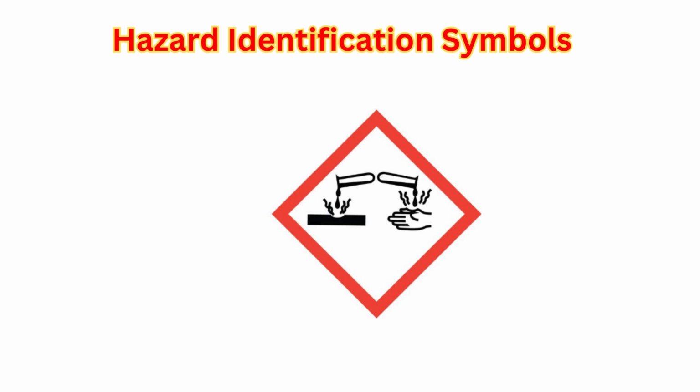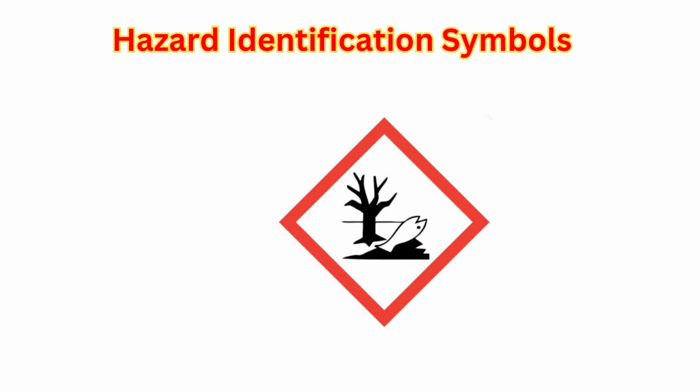Corrosion symbol represents corrosive properties. The substance can cause damage to skin, eyes, or materials on contact. Implication: avoid skin and eye contact. Use appropriate protective equipment, such as gloves and goggles.